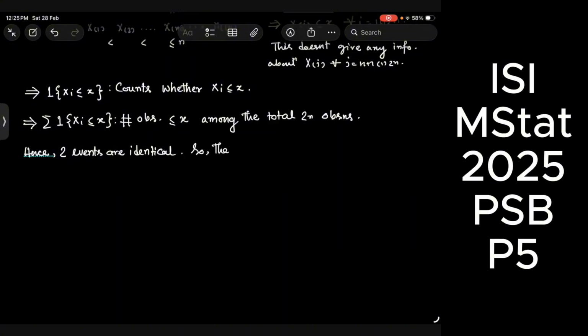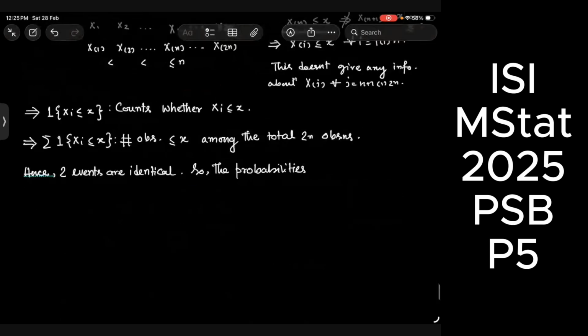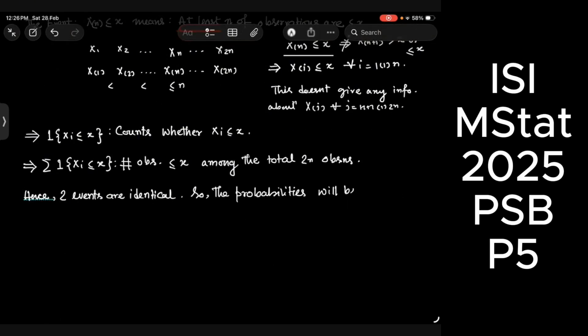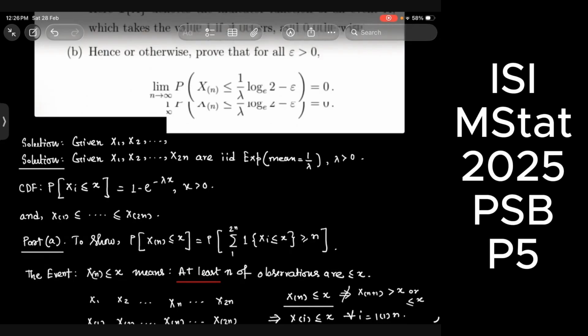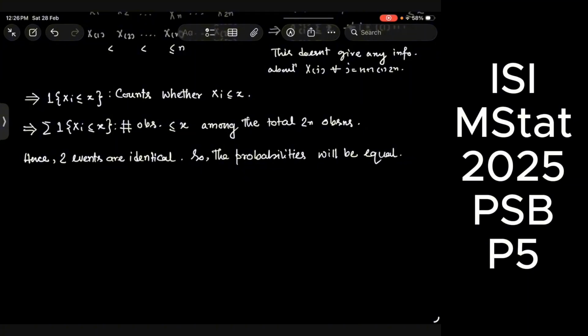So the probabilities are equal, right? Get it, Shantanu? Yeah. Okay. Part B.